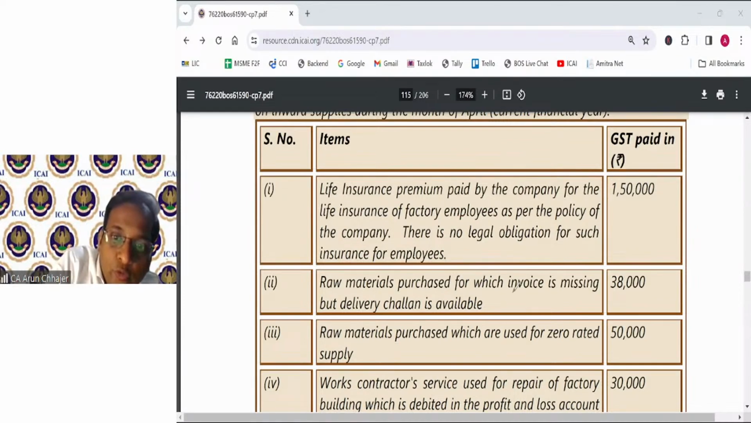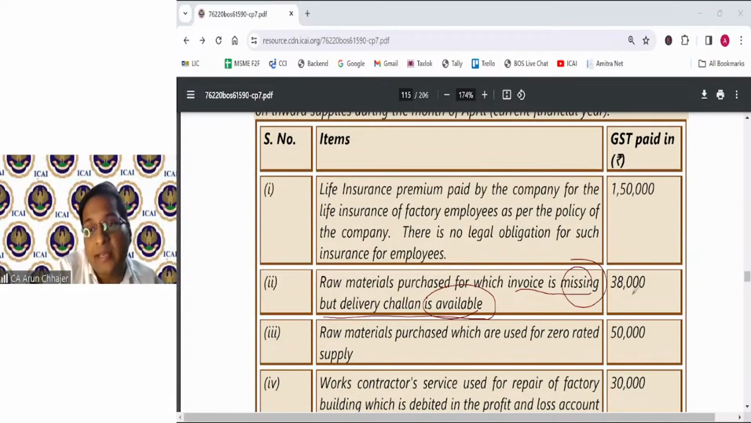Raw material used, for which the invoice is missing but the delivery challan is available. Invoice is missing but delivery challan is available. Can you take the ITC if the delivery challan is there but the invoice is not there? Can you take the ITC?